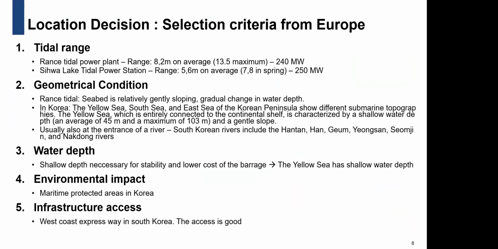Before making the criteria, in Europe there are lots of tidal power plants, so we searched for the criteria from Europe. There are 5 big issues when they decide the location of a power plant. First is tidal range. Second is geometrical condition. Third is water depth. Fourth is environmental. And fifth is infrastructure. These things should be considered for the location decision.